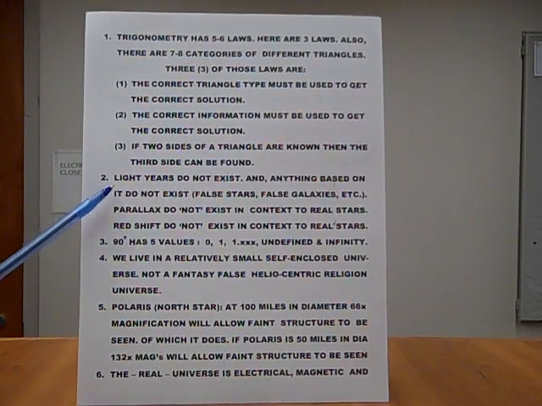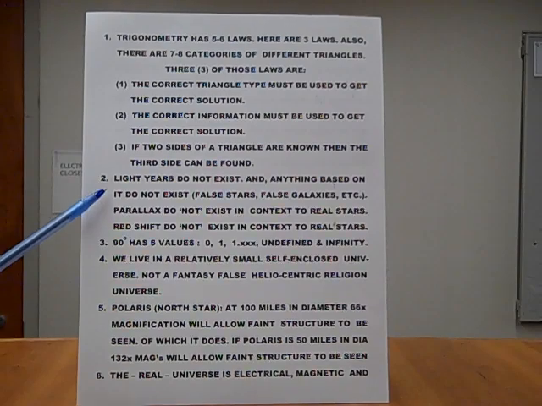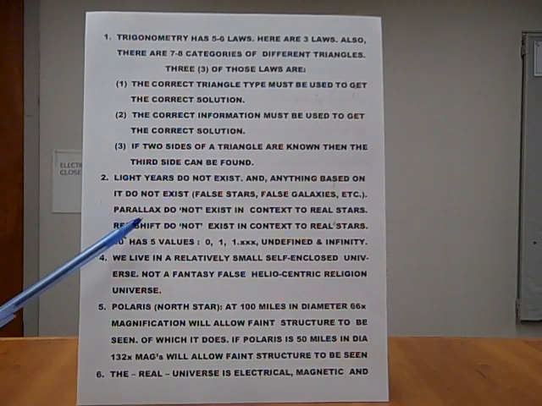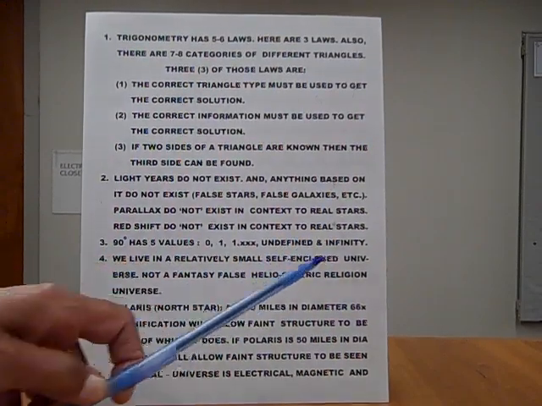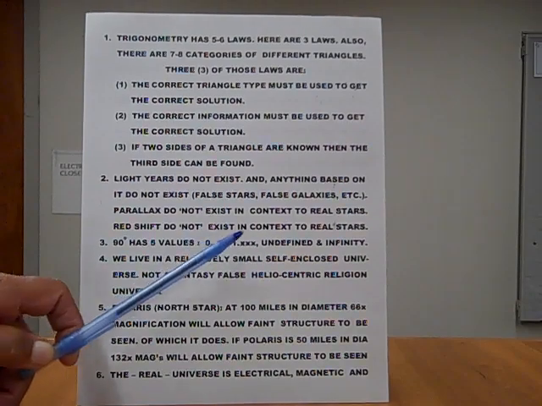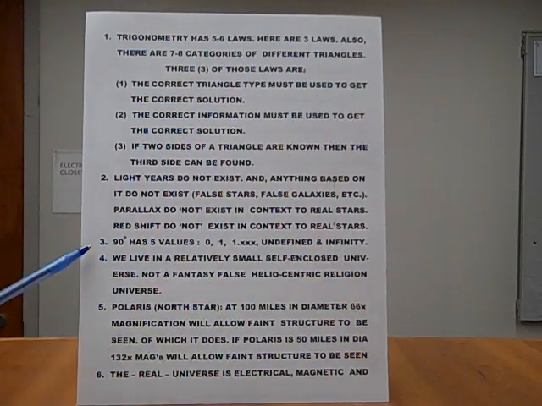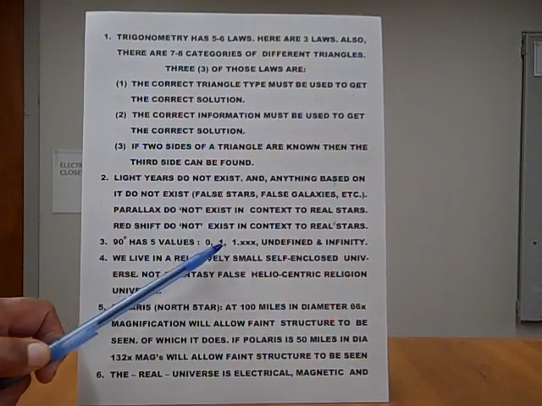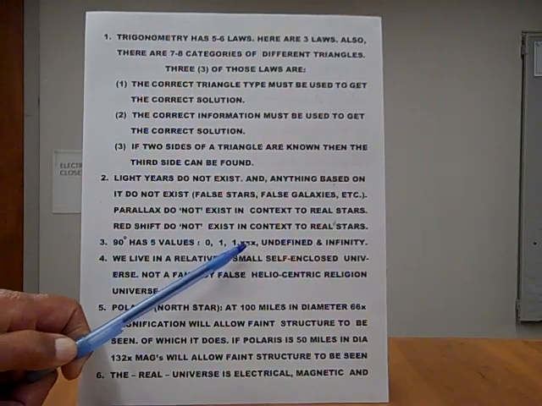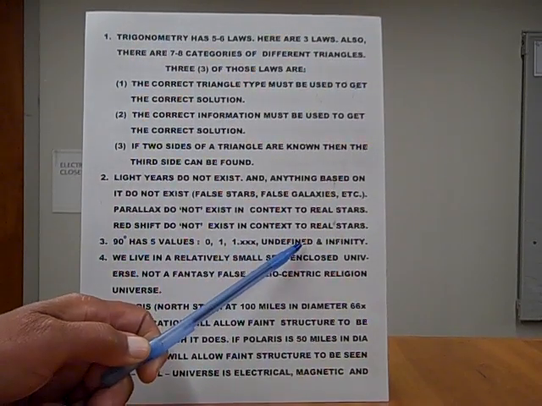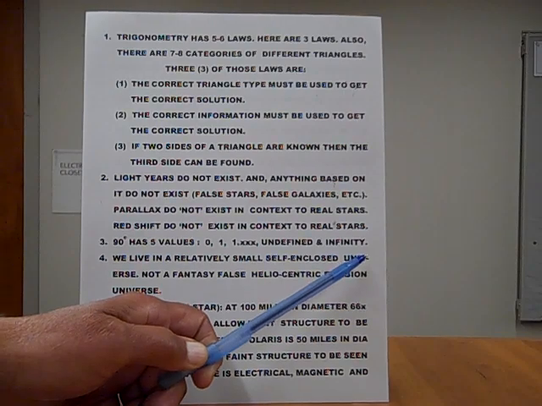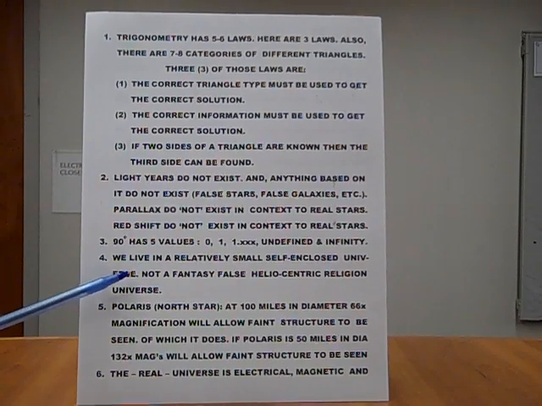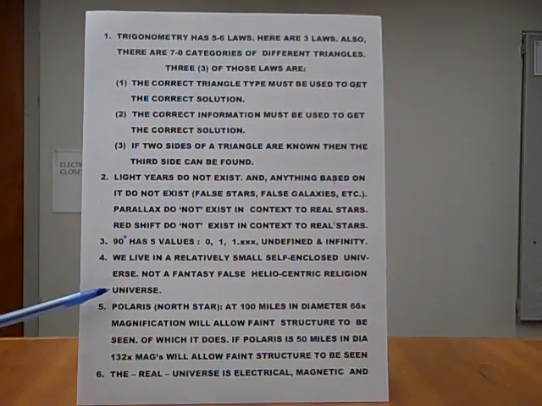Number 2, light years do not exist, and anything based on it does not exist. False stars, false galaxies, etc. Parallax does not exist in the context of real stars. Redshift does not exist in the context of real stars. Number 3, 90 degrees has 5 values: 0, 1, 1 point something, undefined, and infinity. Number 4, we live in a relatively small self-enclosed universe, not a fantasy false heliocentric religion universe.